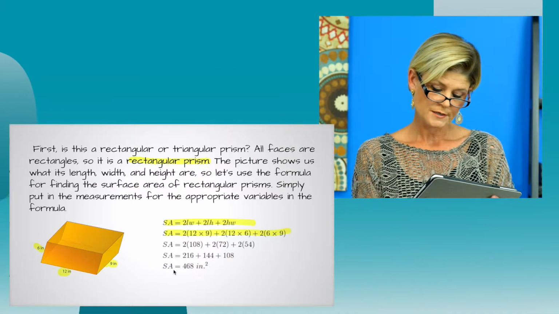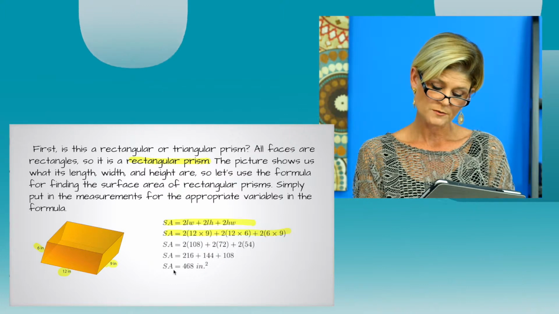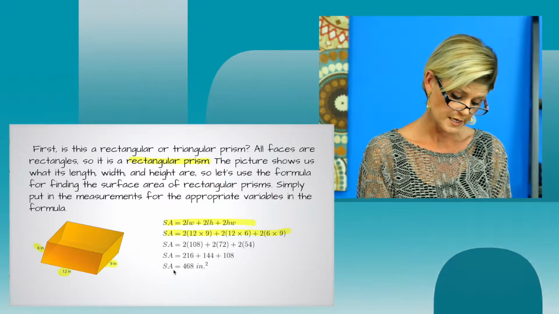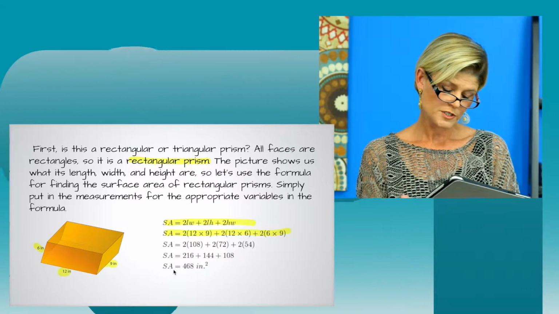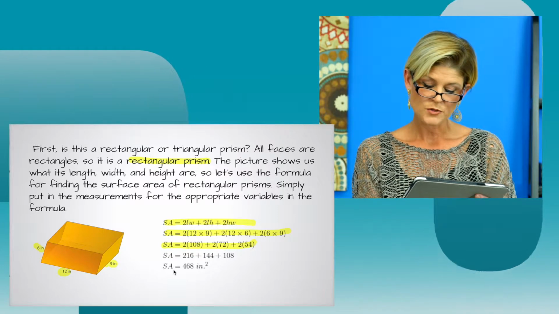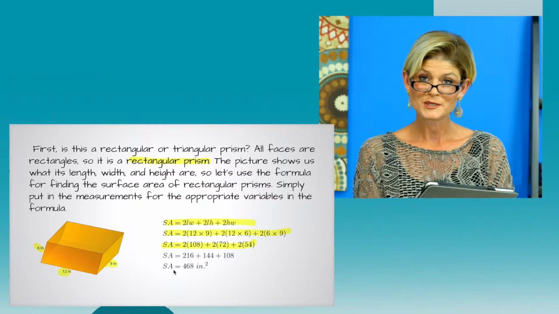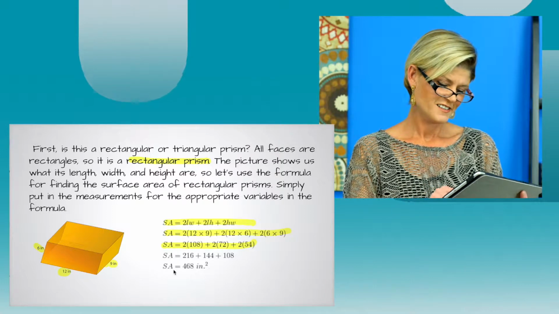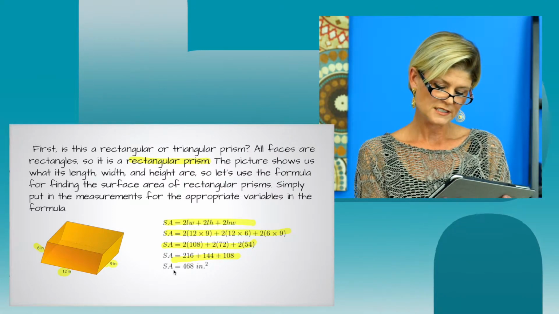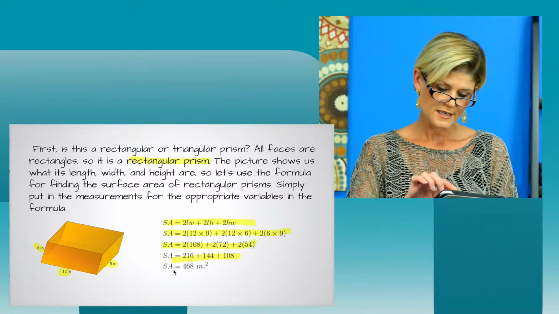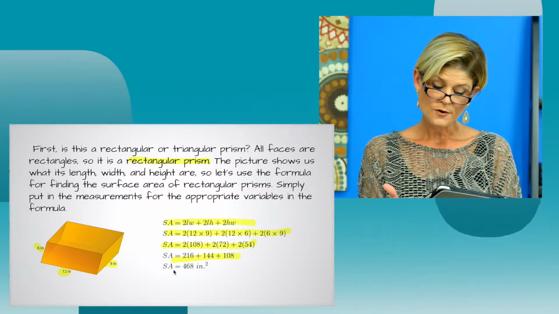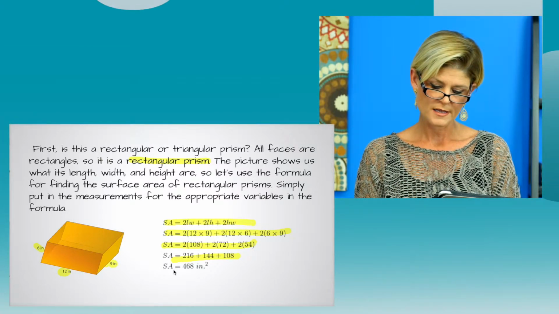2 times 12 times 9 plus 2 times 12 times 6 plus 2 times 6 times 9, which gives us 2 times 108 plus 2 times 72 plus 2 times 54. And that gives us 216 plus 144 plus 108. And so the surface area is going to be 468 square inches.